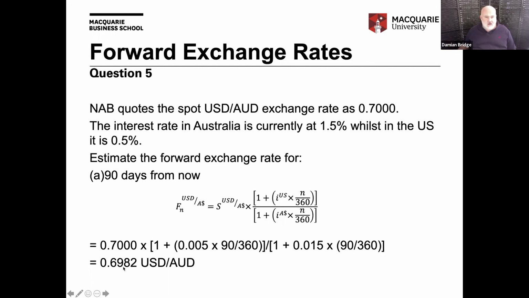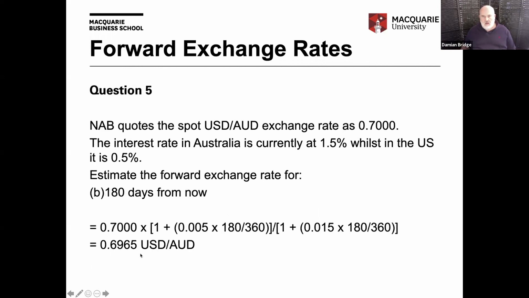0.6982. So in the spot market, 1 Australian dollar was buying at 70 cents. In the forward market, 1 Australian dollar is buying less than 70 cents. Why? Well, remember we said the country with the higher interest rate, which in this case is Australia, will see a weakening of their currency. And we can do the same thing for the 180-day rate.